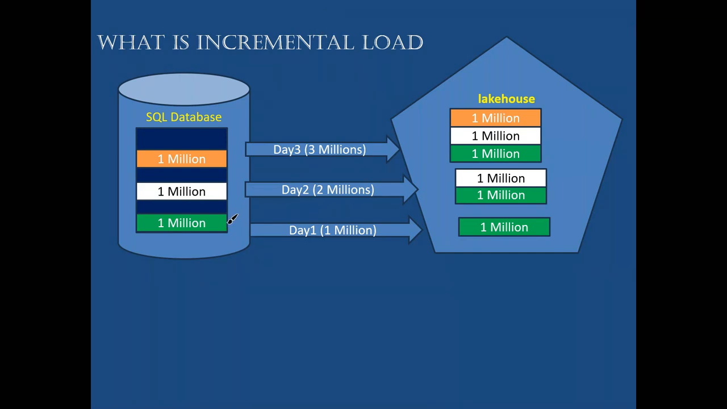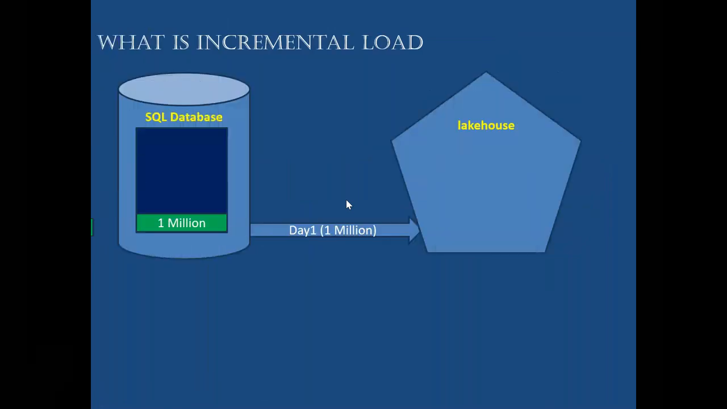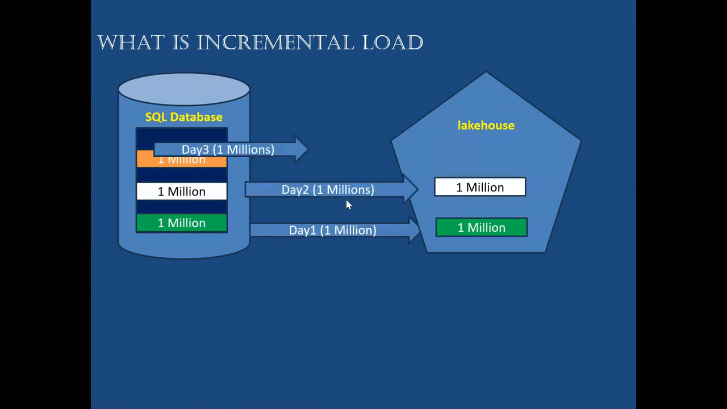You understood, right? In full load, what is happening? Day one, 1 million. Day two, day one plus day two, 2 million. Day three, day one plus day two plus day three, 3 million is copied. So this is not an incremental load. This is called a full load, which is not recommended. Incremental means I have 1 million records I copied on day one. Day two, I copied only 1 million again. Day three, I copied only 1 million. So this is called incremental load.